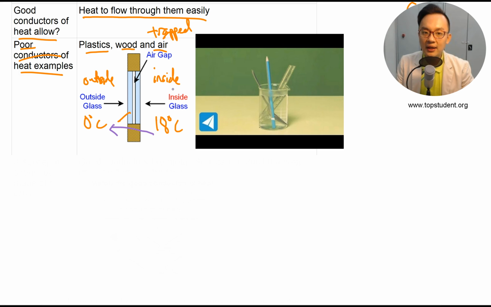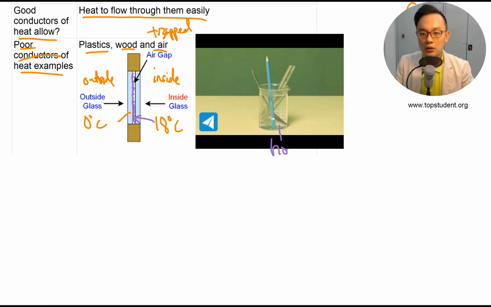Now, what's going to prevent the heat from traveling through is this air gap. This air gap is trapped air inside the window, and it will prevent the heat from traveling because it's a bad conductor of heat, or you can say it's a good insulator of heat. When the heat is trying to travel through, the air gap will block the heat from traveling through, and therefore it will keep the heat inside.